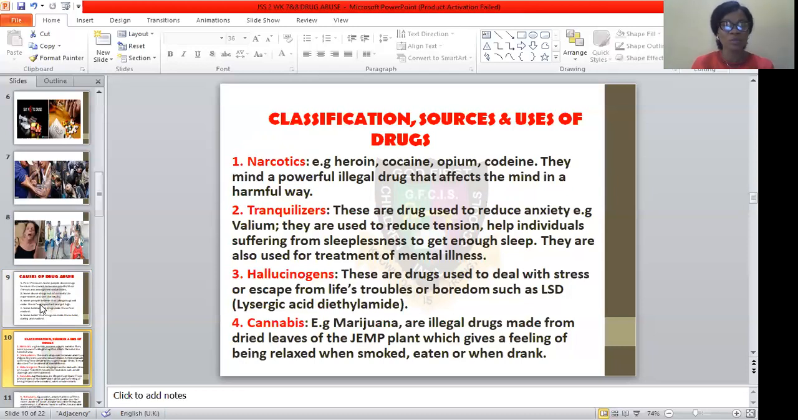The second one I'm going to be talking about are the ones we call tranquilizers. These are drugs used to reduce anxiety, e.g. Valium. I know Valium is used as sleeping tablets. They are used to reduce tension. They help individuals suffering from sleeplessness, yes, like I've mentioned, to get enough sleep. They are also used for treatment of mental illness.